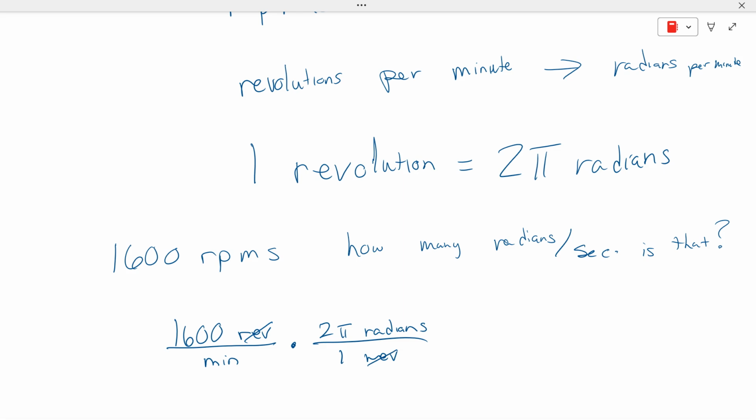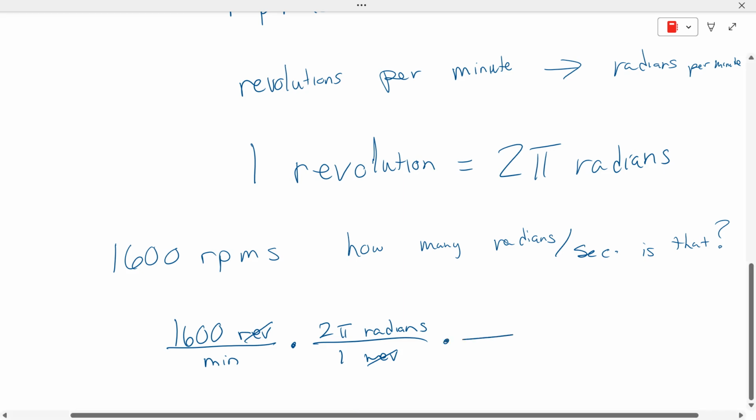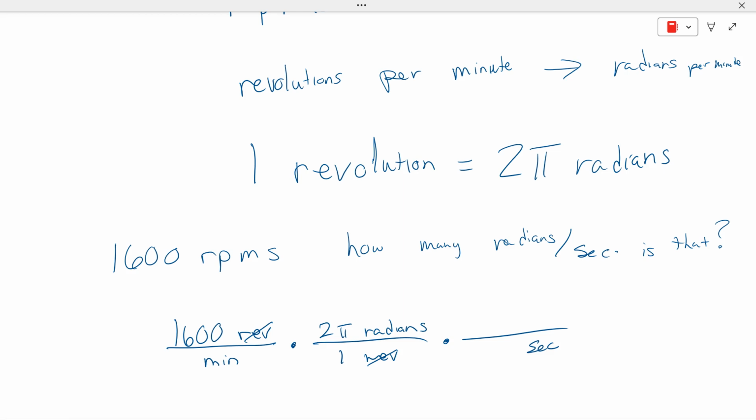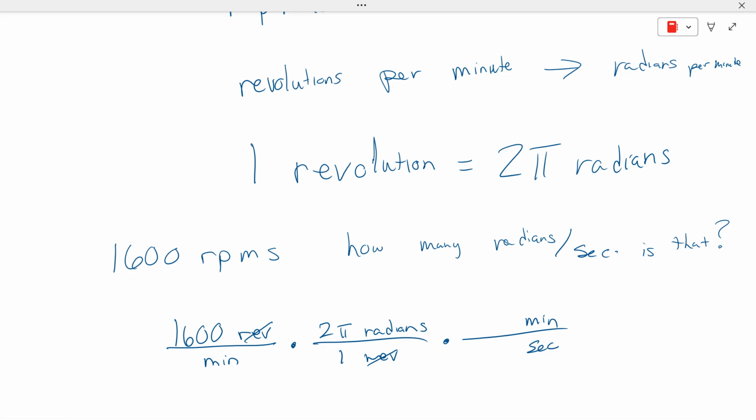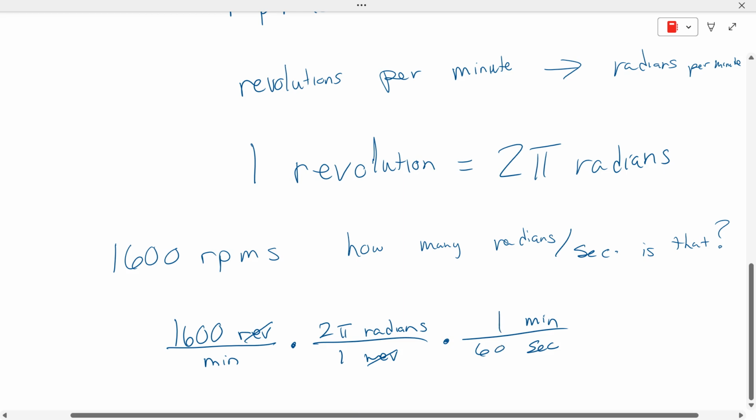But we're not done. Because what do I want it in? Radians per second. So I need seconds on the bottom, in my denominator. Minutes is in my denominator, so where's minutes going to have to go to cancel it? In the numerator on top. So how do minutes and seconds relate to each other? There's 60 seconds in 1 minute.